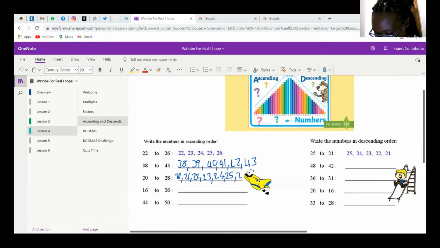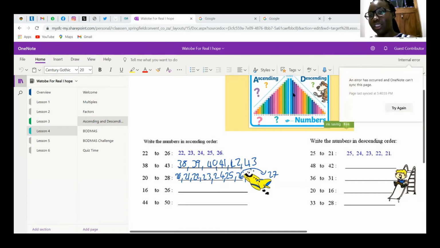Oh, I'm just going to skip over our little mannequin over here. Yes. 26, 27, 28. Awesome. That was easy. Hey. Yes, ma'am. Not difficult at all.